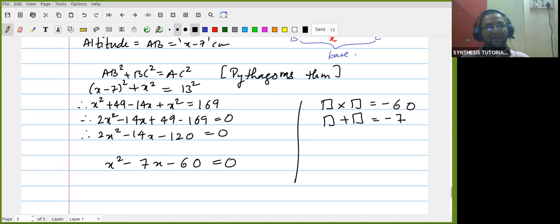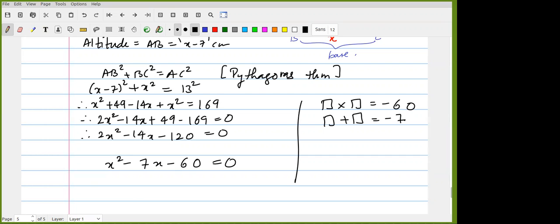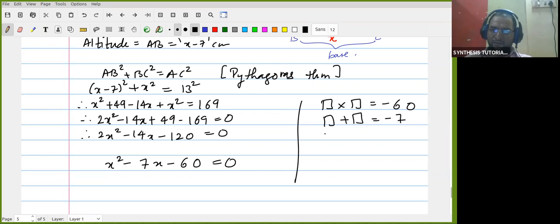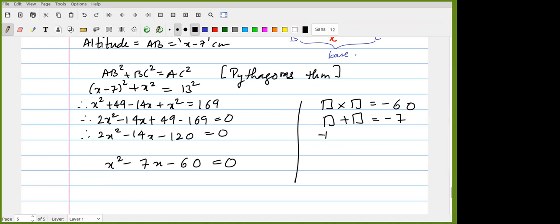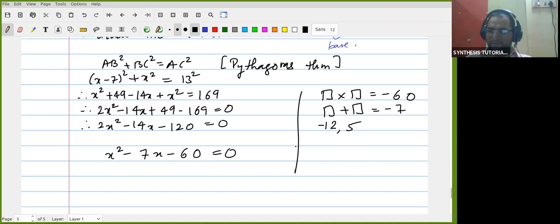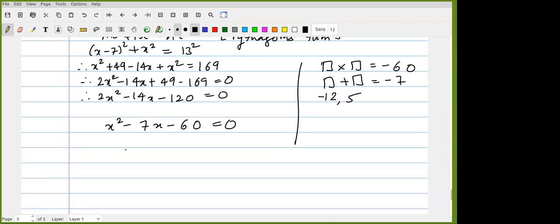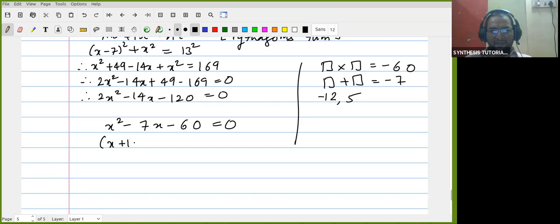The numbers are 12 and 5. So 12 and minus 5. It is minus 12 and plus 5. Yeah. Okay. So when you factorize this, you will get x plus 12 and x minus... oops, 1 minute, sorry.